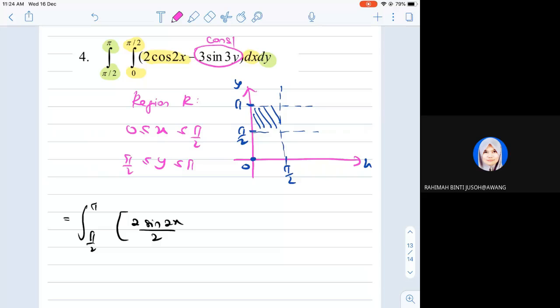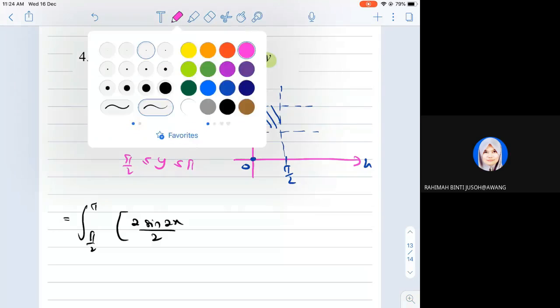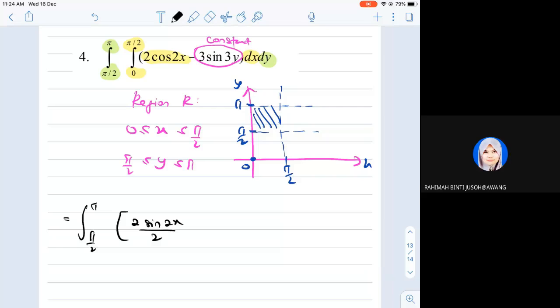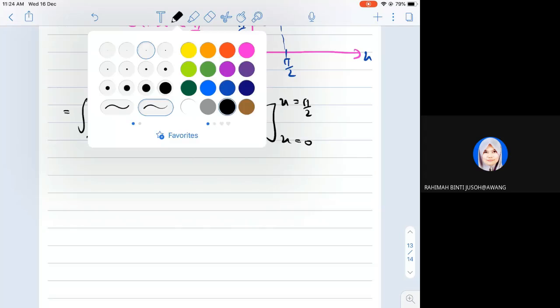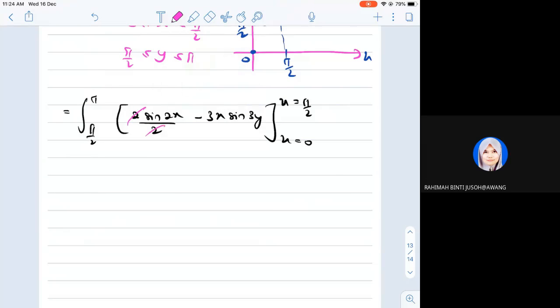So bila constant, you integrate constant terhadap x, you akan dapat apa? 3x sine 3y. Yes, very good. So we will have minus 3x sine 3y, darab dengan x sahajalah. 3 sine 3y itu constant, okay? So we have this, substitute x. Okay, sekarang ni x, pi over 2 and then x equals to 0. So we can cancel this. 2 and 2 we can cancel. So substitute the limit pi over 2 until pi.